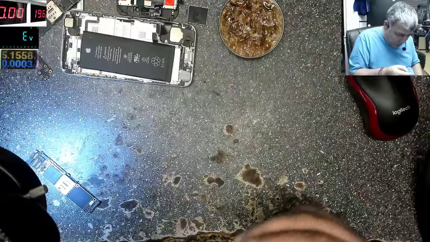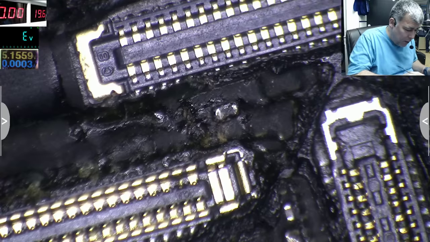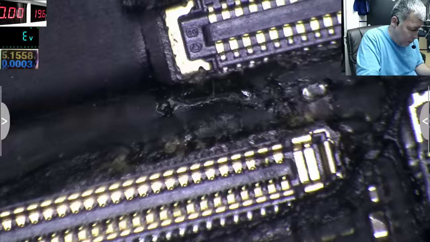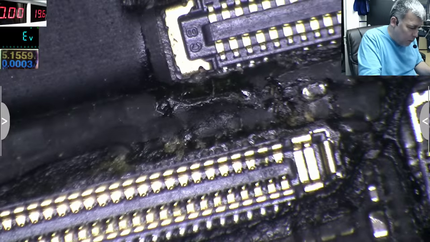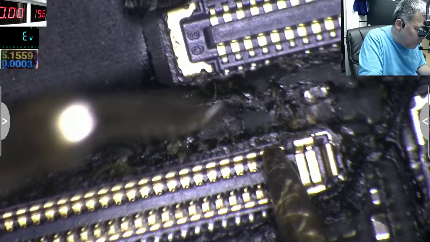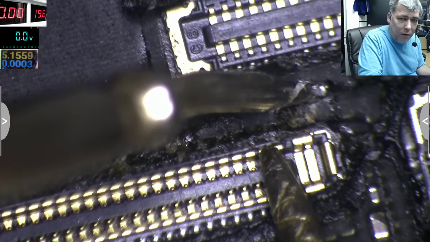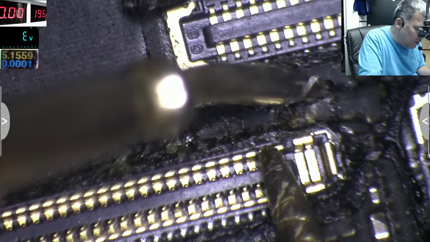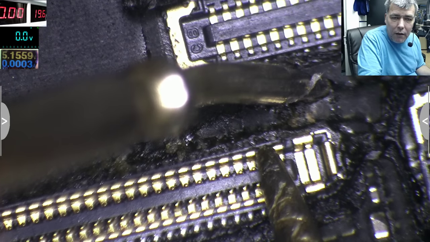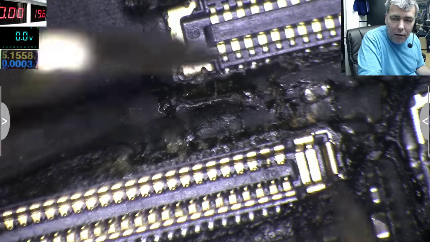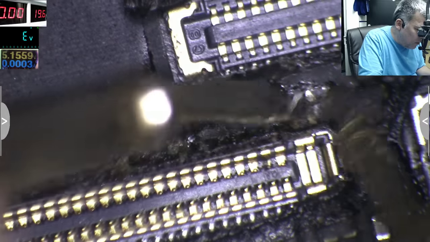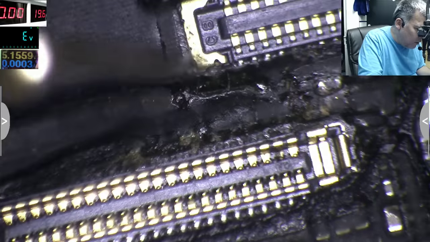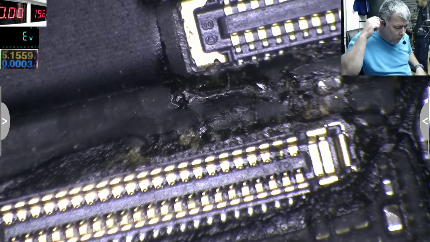Is this the resistor we see now? That one. Yeah, this one. So let's check with the multimeter. We are on diode mode. Let's check from here, and we do have 0 0, so it is a track here. From here to here, it is a track. It's moving. Yeah, that's the problem. It's moving.